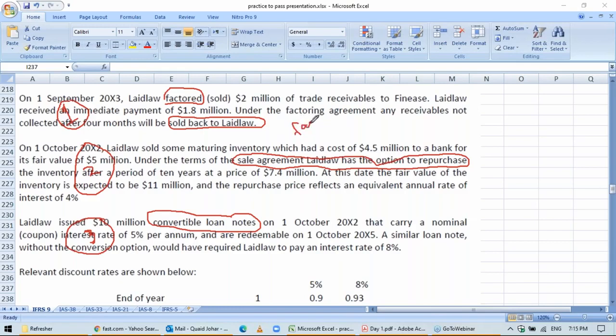arrangement and the sale and repurchase. Right? So let's move on to the questions, and along with the question we will have a discussion on factoring, sale and repurchase, and convertible loans. Right? These three items are covered in this question.